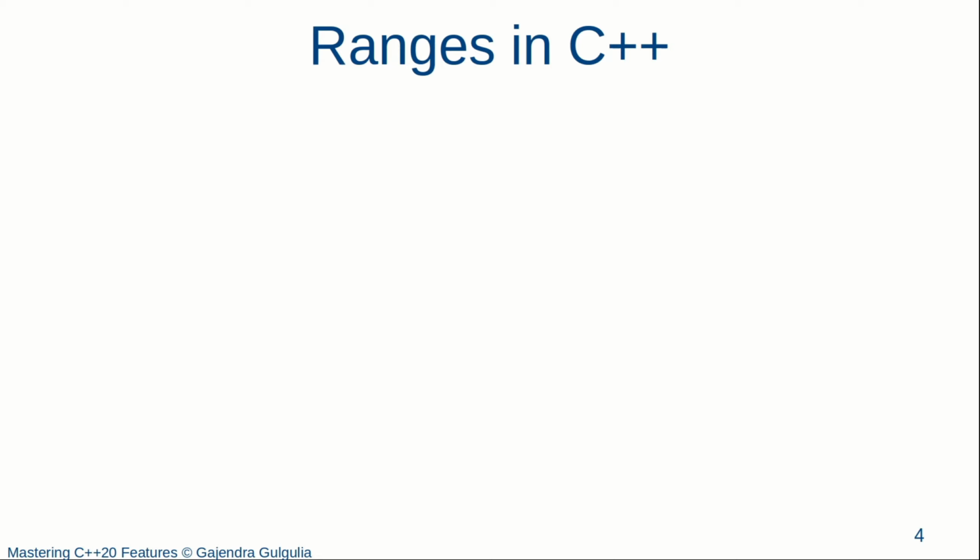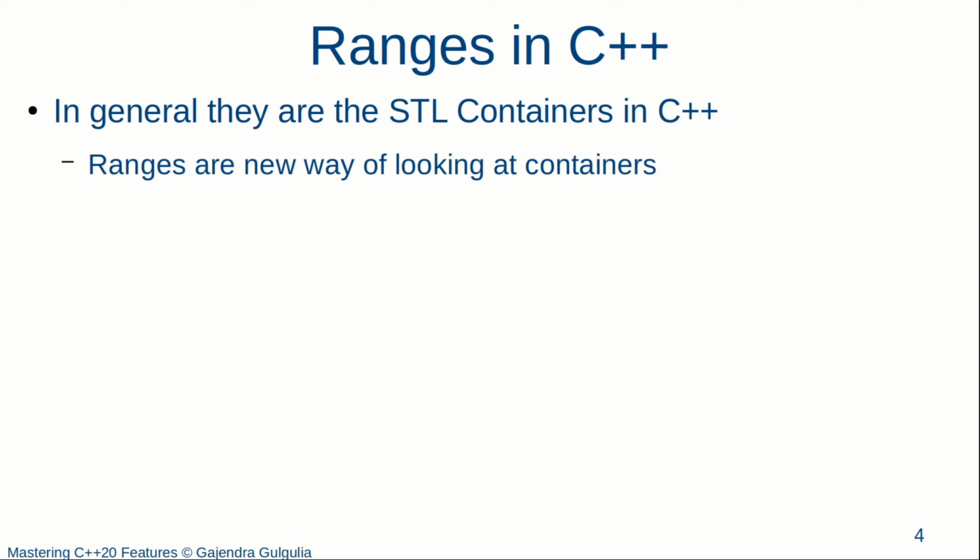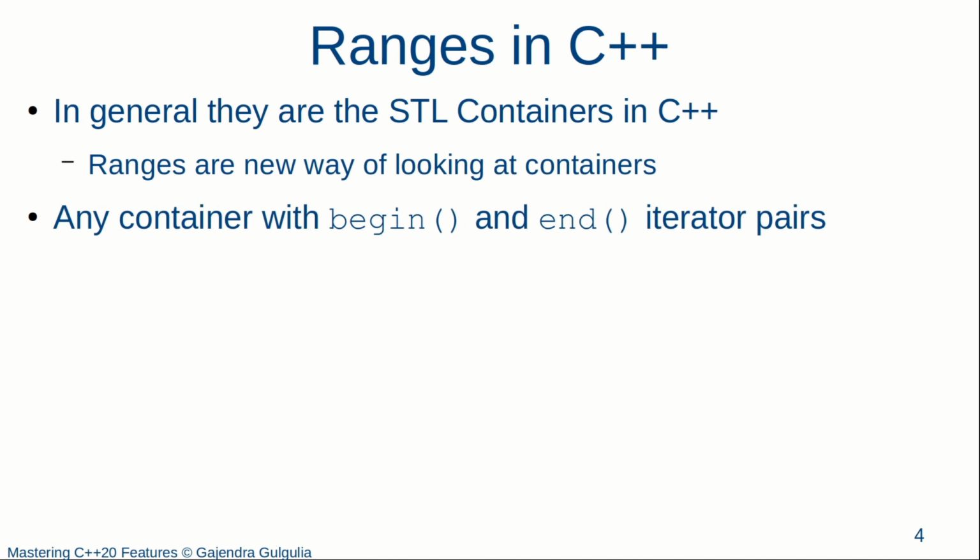In C++, ranges are also, in general, the STL containers that we have been using for a couple of decades now. Ranges are just a new way of looking at containers. However, not all the containers can be classified as ranges. Only those containers that have begin and end iterator pairs can be classified as ranges.